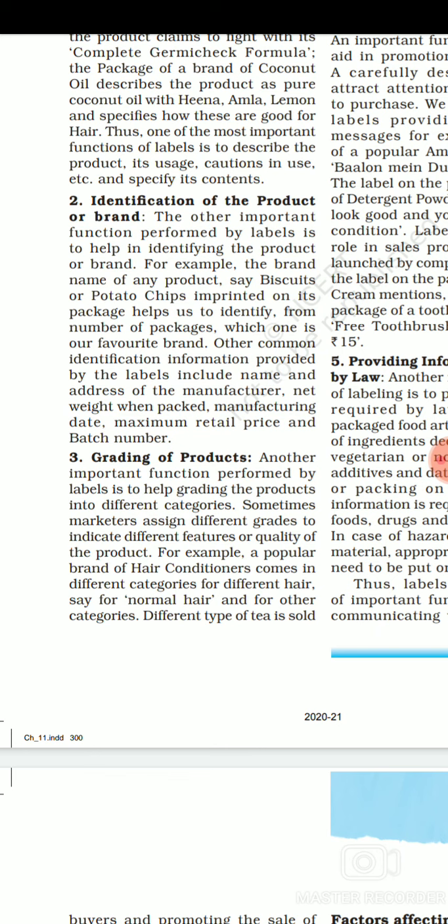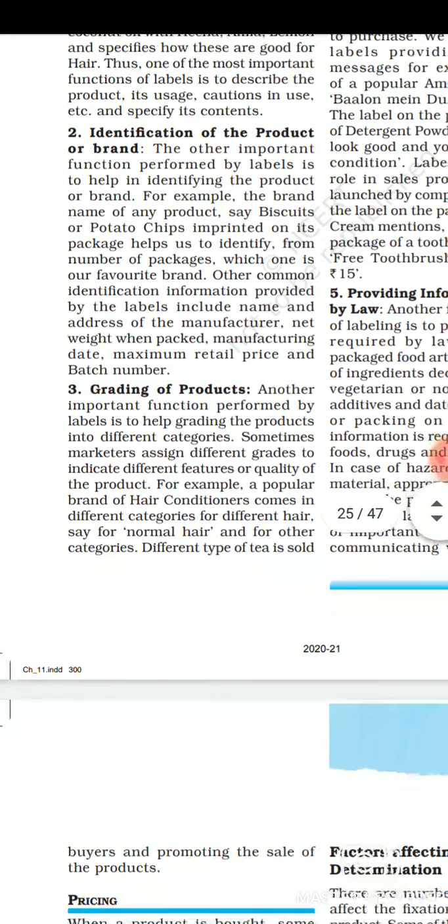Now labeling is also important to identify a product from other products, and also to identify what kind of brand it is, right? Every product which is labeled contains the product information, and it also contains the brand name of the product. So identification information is provided by the label, which includes its name, the address of the manufacturer, the net weight also, when it was packed, the manufacturing date, the maximum retail price, and its batch number.